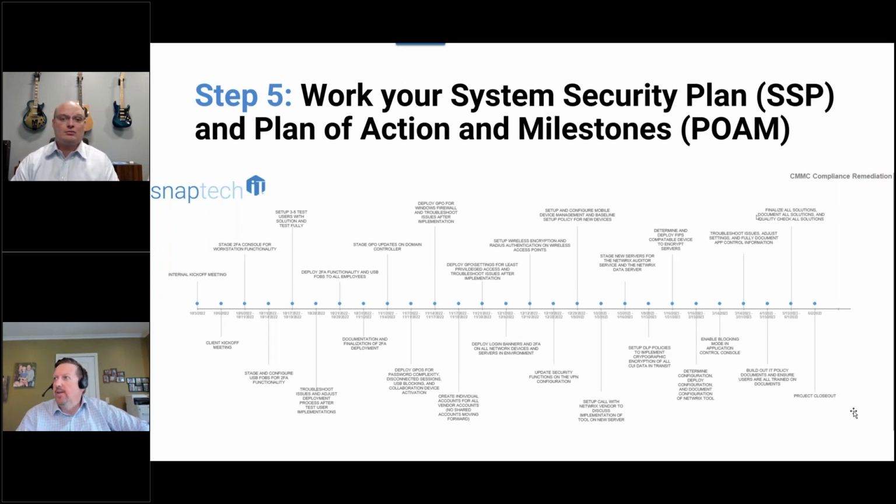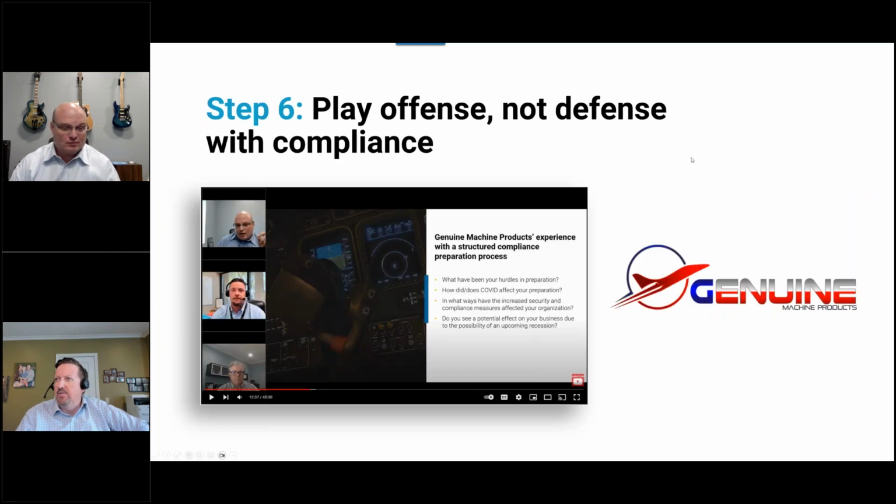Great. Okay, let's move to the next practical step. We kind of hinted at this one a little bit earlier in the discussion, but talk to us about thinking about this offensively rather than defensively.